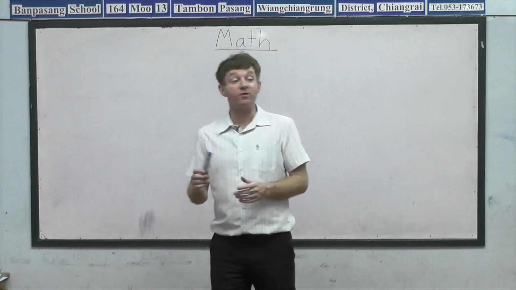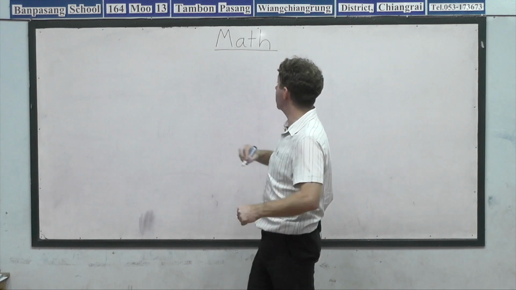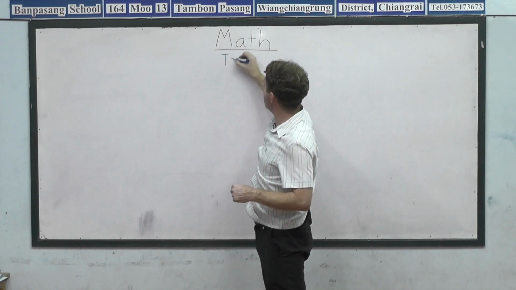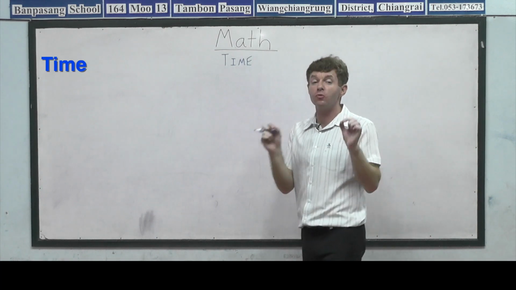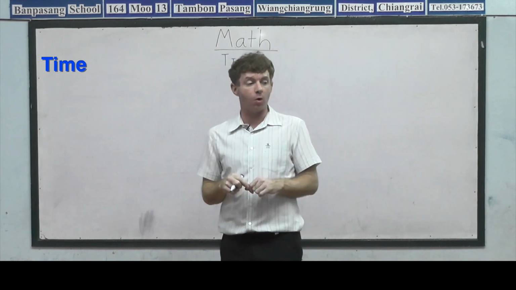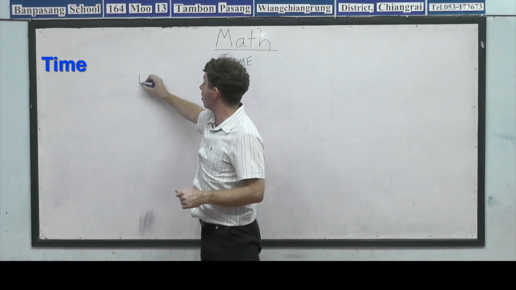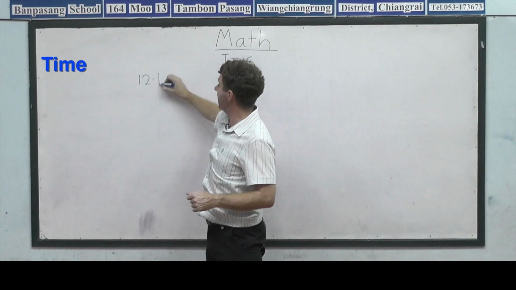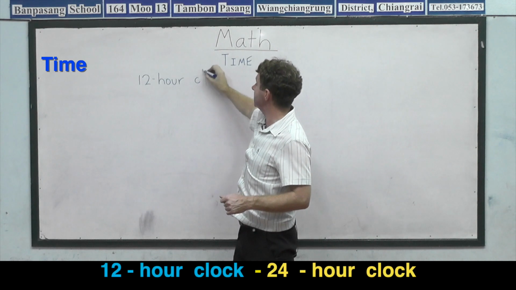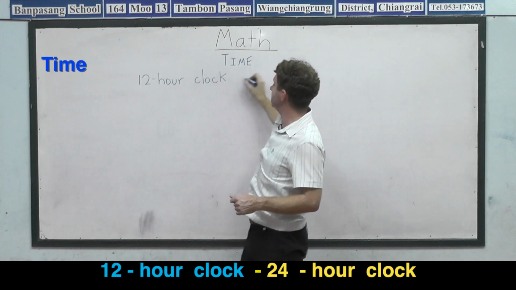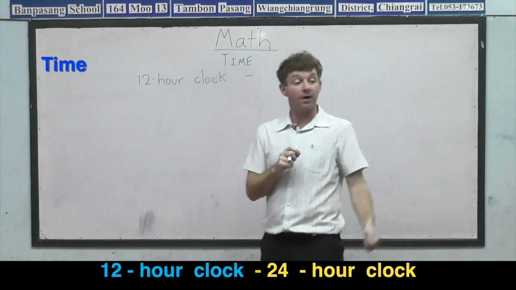So who can tell me what we've been learning about in math class recently? Excellent. We've been learning about time, guys. T-I-M-E. Excellent. And we've been learning about 2 different types of clocks. The first one was the 12-hour clock. H-O-U-R, and clock, C-L-O-C-K. And after the 12-hour clock, we learnt about the 24-hour clock.